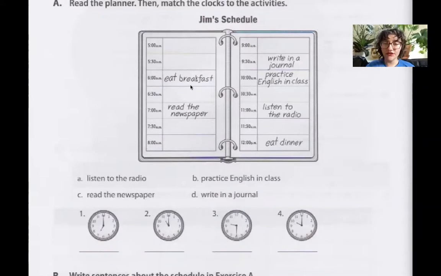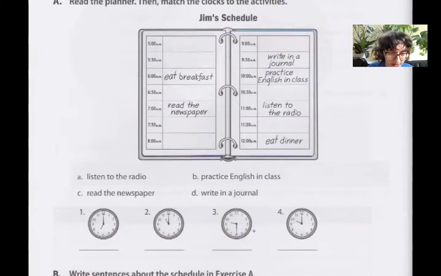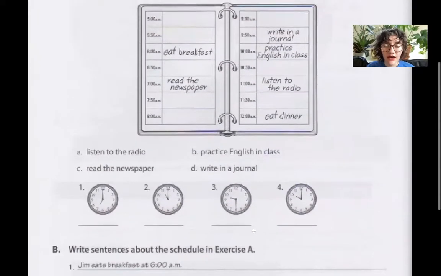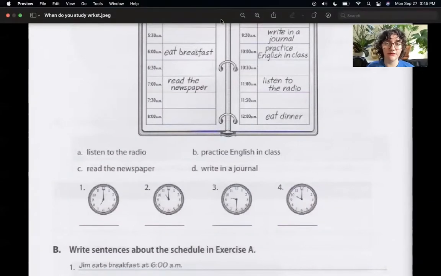So let's look at the first thing. At 6 a.m., eat breakfast. So what we want to do is find the clock. It says, match the clocks to the activities. So it says 6 a.m. I don't see 6 a.m. Maybe it's just because there are 6 activities and there's only 4 clocks. So let's just do listen to the radio. At 11 a.m., Jim listens to the radio. So we can write that down there.